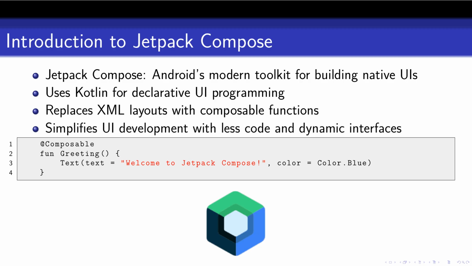Jetpack Compose is Android's modern toolkit for building native UIs using a declarative approach. It replaces traditional XML layouts with Kotlin-based composable functions, allowing you to write less code and create more dynamic interfaces. For example, a simple greeting can be created with a single composable function that displays blue text on the screen.